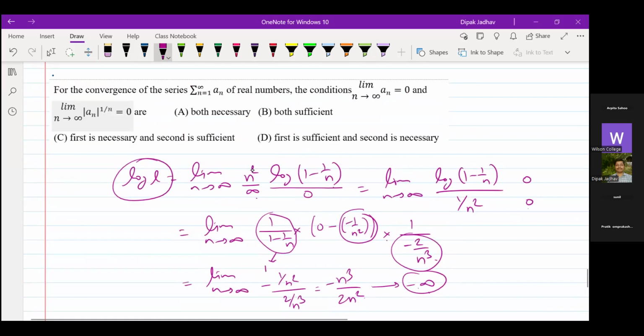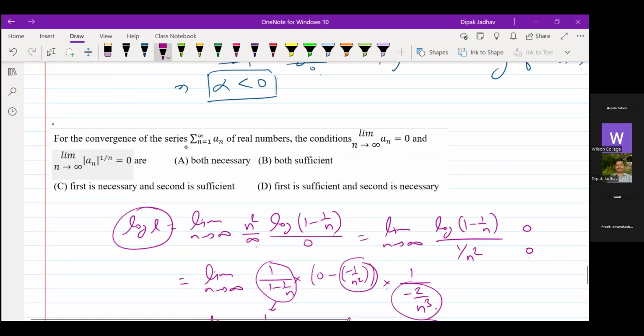So let's move on to, I think, a very easy one. You can just read and tell me the answer here itself. For the convergence of a series, summation a n of real numbers, the condition limit n tends to infinity a n equal to 0 and this condition, limit n tends to infinity mod a n raised to 1 by n less than 1, are both necessary, both sufficient, or first is necessary and second is sufficient. What can you say about this condition?